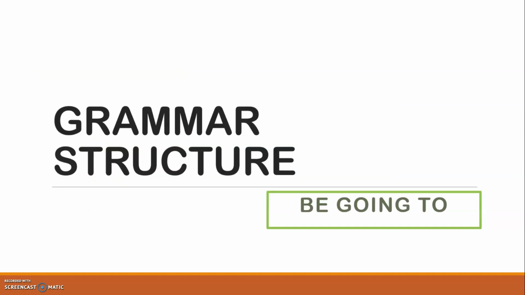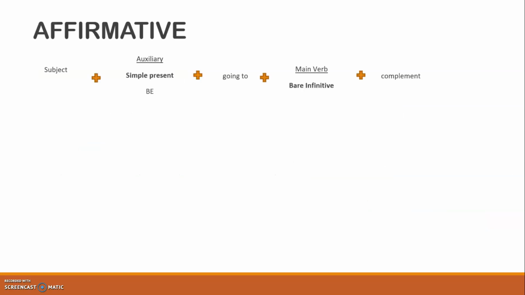Let's talk about the grammar structure of be going to. First, we have the subject. Next, we need the auxiliary verb in simple present. In this case, we need the verb be. After that, we're going to use the particle going to. A particle is never split. After that, we have the main verb in bare infinitive, and finally the complement.